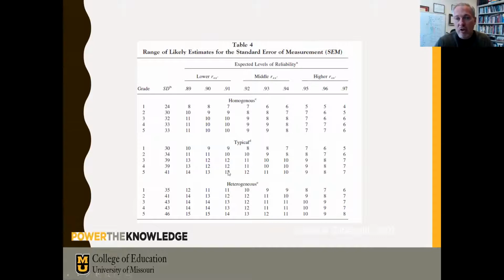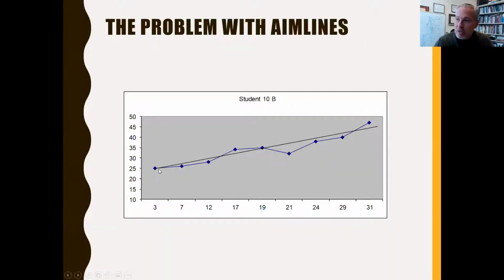So, standard error of measure: all scores have a standard error of measure. Here's a CBM score, and let's say they had one baseline data point and they drew an aim line like this. Well, that score of 25 has a standard error of measure, in this case because the kid's grade is a little larger. So the confidence interval is somewhere from like 13 to 37, or some large number like that.